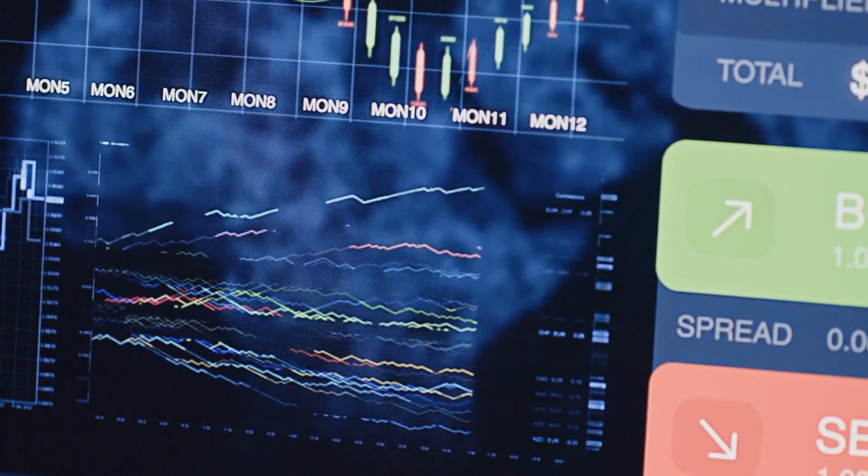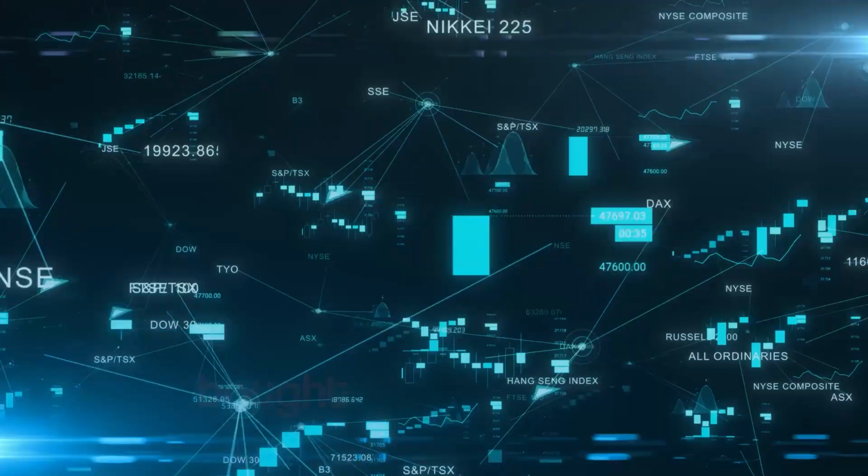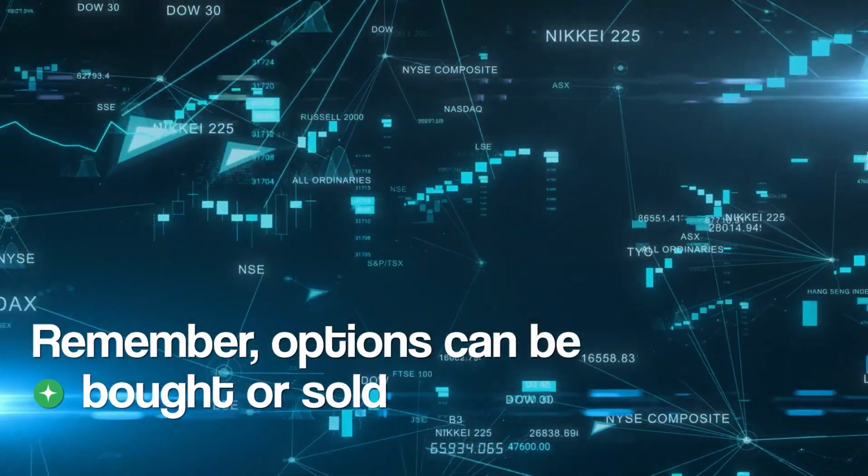Neat, right? But this is just a basic overview. While options can help you manage risk, they can also amp up your risk if you're feeling bold. Remember, options can be bought or sold. That's right, you can be on the other side, writing put and call options. Why would you do that?